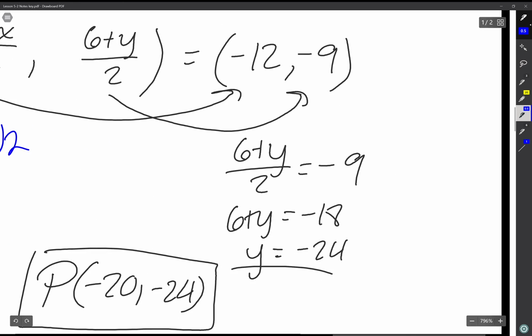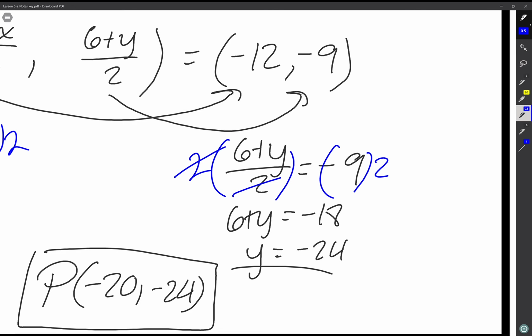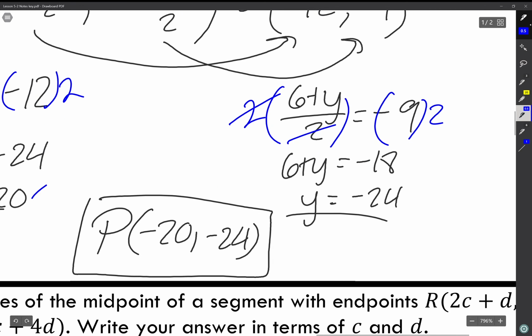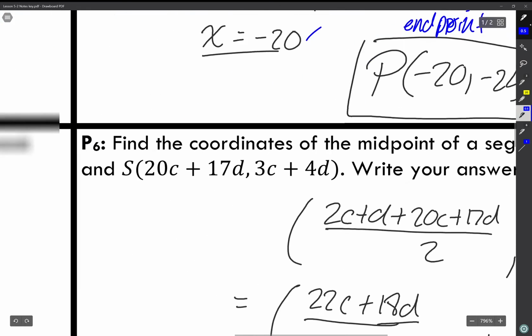And then same for y, multiply both sides by 2. These 2's canceled, leaving us with 6 plus y is equal to -18. And then we subtracted 6 from both sides to get that y is equal to -24. So that means the coordinates of point P, which is the one endpoint, are -20, -24. Okay, awesome. Moving on.